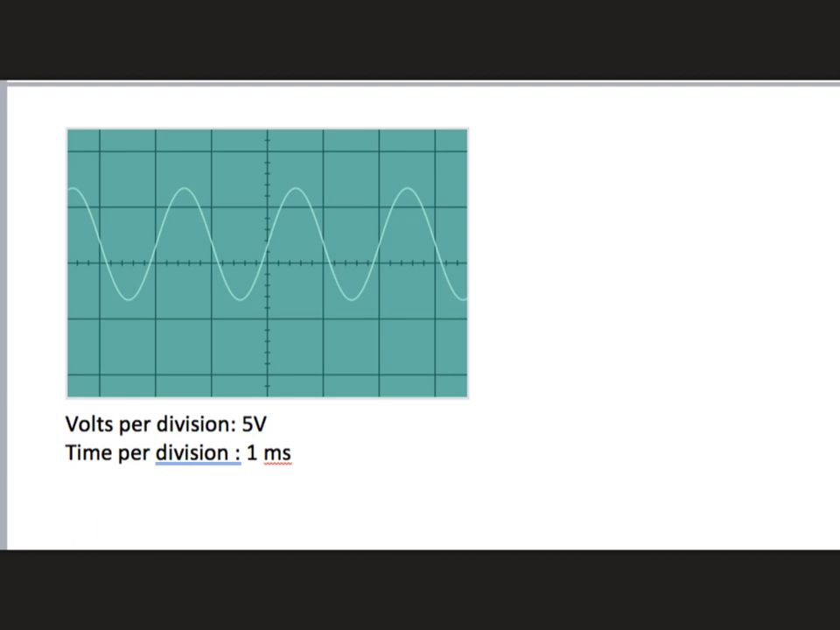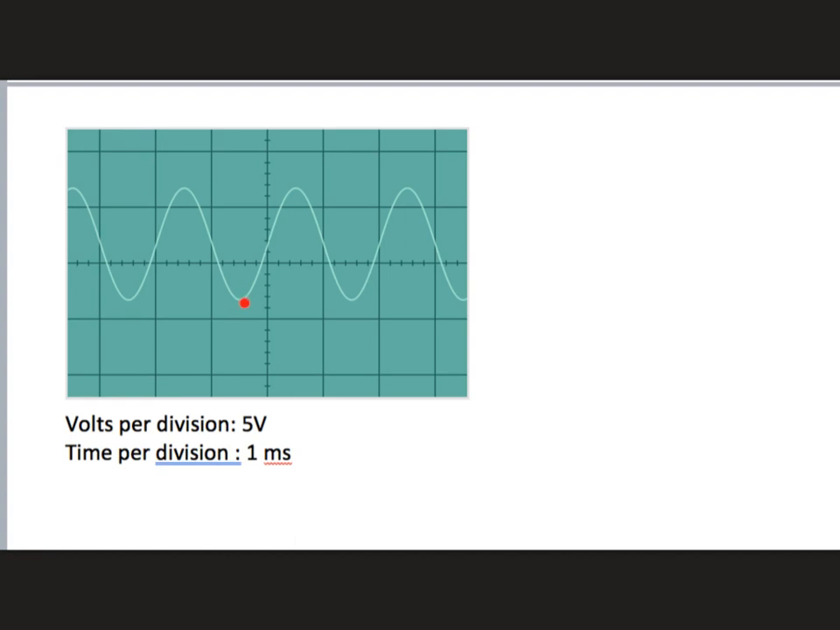So let's look at another waveform. Let's say that this is the wave that we're looking at, and we want to know what's the amplitude, what is the period of the waveform, and what is the frequency of the waveform. Well, you can see that this waveform is not symmetric about the zero. This does not line up with any of the big boxes. So it's a little tricky to measure this, but we could do it.